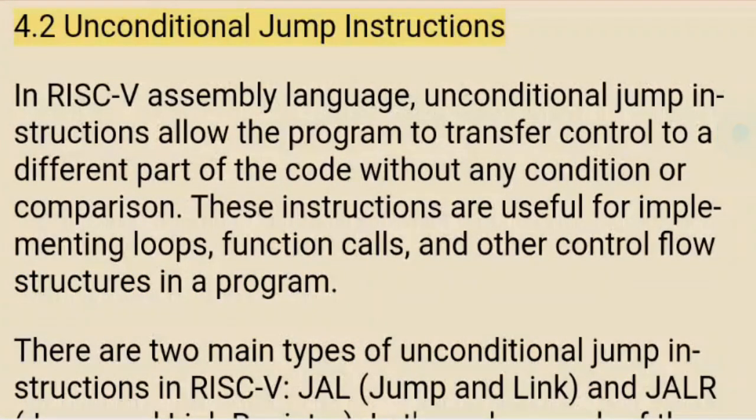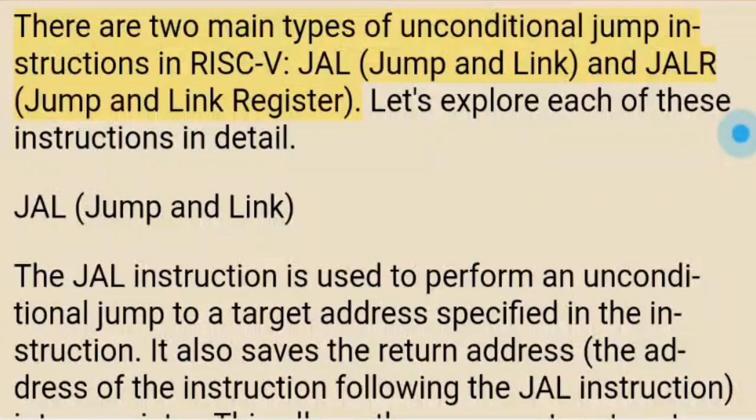4.2 Unconditional jump instructions. In RISC-V assembly language, unconditional jump instructions allow the program to transfer control to a different part of the code without any condition or comparison. These instructions are useful for implementing loops, function calls, and other control flow structures in a program. There are two main types of unconditional jump instructions in RISC-V: JAL, jump and link, and JALR, jump and link register. Let's explore each of these instructions in detail.